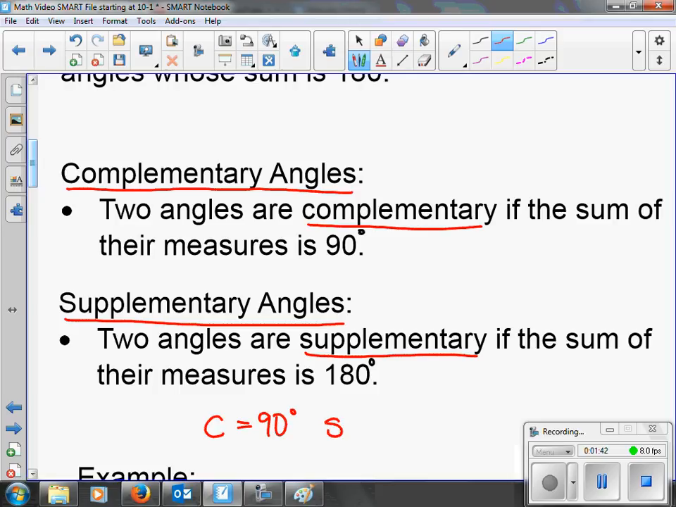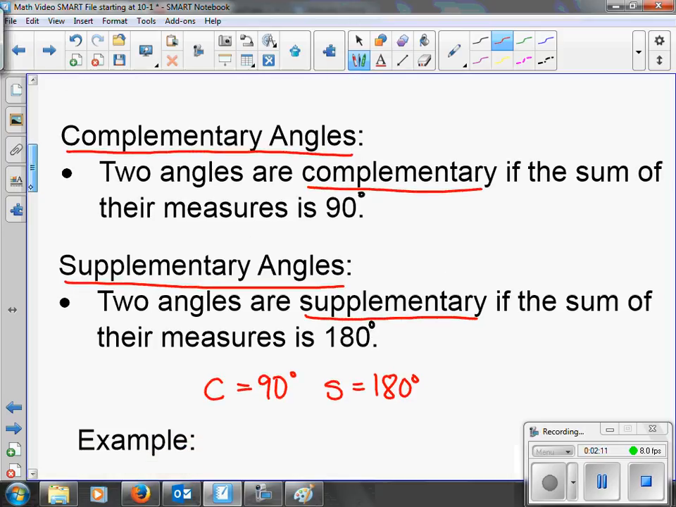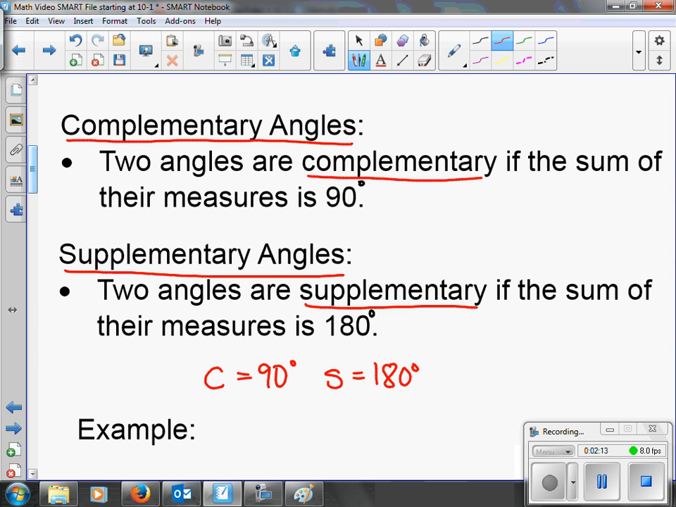And supplementary is an S, and that comes after C. So 180 degrees comes after 90 degrees. So C, complementary, goes with the 90 degrees because C comes first in the alphabet before S, which equals 180 degrees. S is supplementary angles, and that equals 180 degrees. So I look at it as the alphabet. C comes first, so complementary goes with 90 degrees. Supplementary comes after C in the alphabet, and 180 degrees comes after 90 degrees.